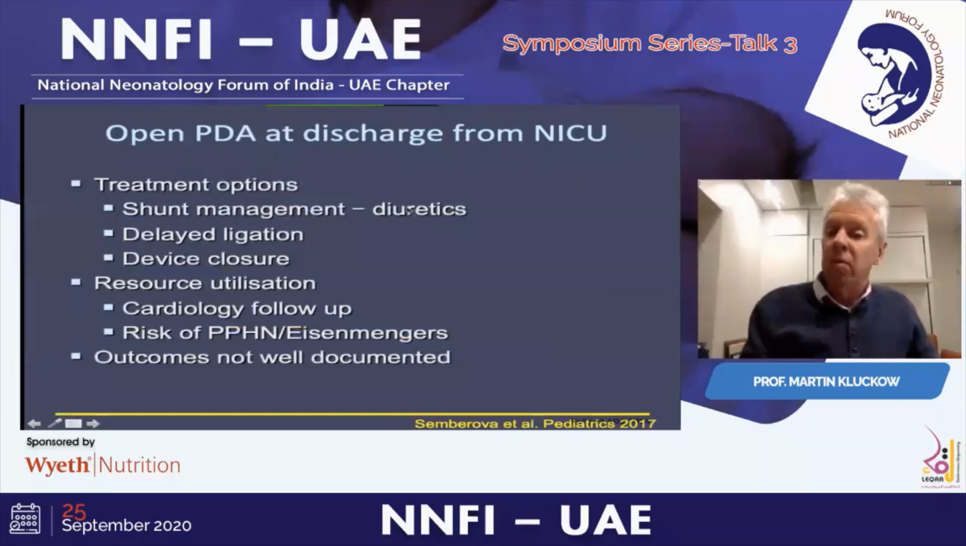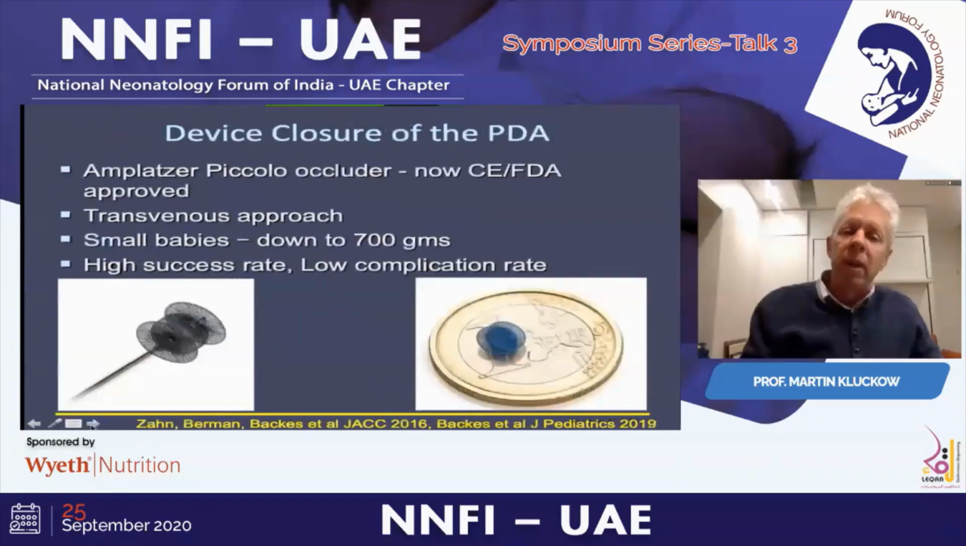Some of these babies may still be on diuretics, delayed ligation, which may have its own complications. They may become eligible for device closure. And then there's a resource utilisation with cardiology follow-up appointments. And finally, the risk of PPHN or Eisenmenger syndrome, particularly if there's associated oxygen dependency and babies who are at risk of pulmonary hypertension. And the outcomes for these babies are not yet well documented, and I think need to be, because it is one of the complications of adopting a therapeutic nihilism approach and just using supportive treatment in your management of a PDA.